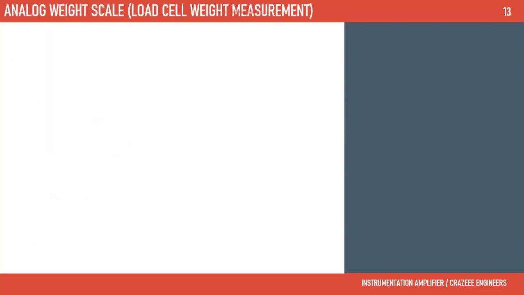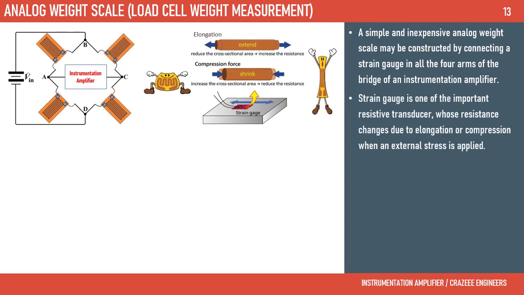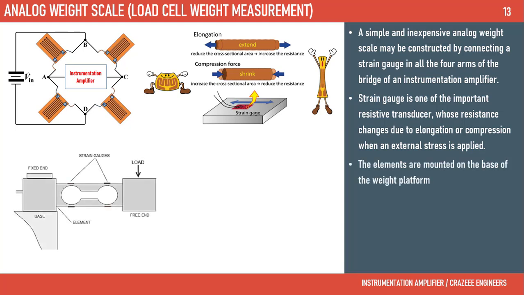Analog weight scale, load cell weight measurement. A simple and inexpensive analog weight scale may be constructed by connecting a strain gauge in all the four arms of the bridge of an instrumentation amplifier. Strain gauge is one of the important resistive transducers whose resistance changes due to elongation or compression when an external stress is applied. The elements are mounted on the base of the weight platform.